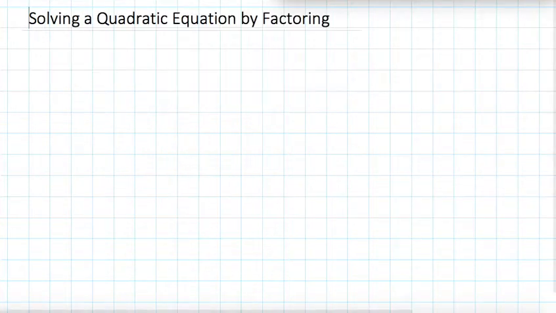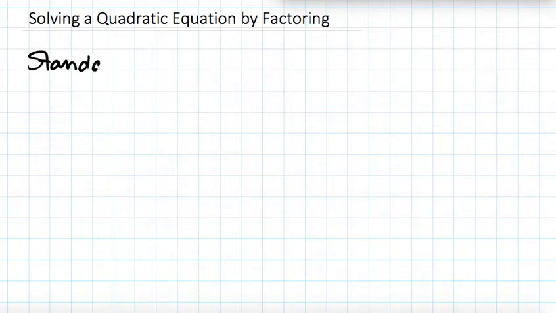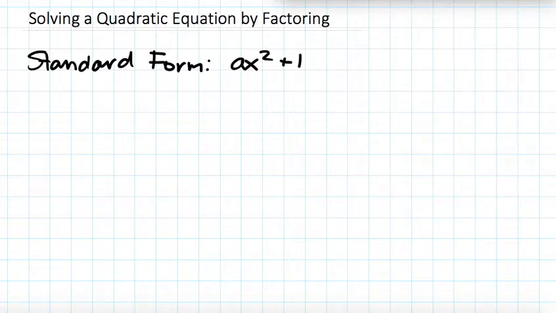So when we're solving a quadratic equation by factoring, we need to have the quadratic equation in what's called standard form. And we talked about standard form for linear equations. Standard form for a quadratic equation is a little bit different. You have a term with x squared, you may have a term with x and a constant term, and then all of those terms are on the same side of the equal sign. You have 0 on the other side of the equal sign. So one side of the equation is 0.